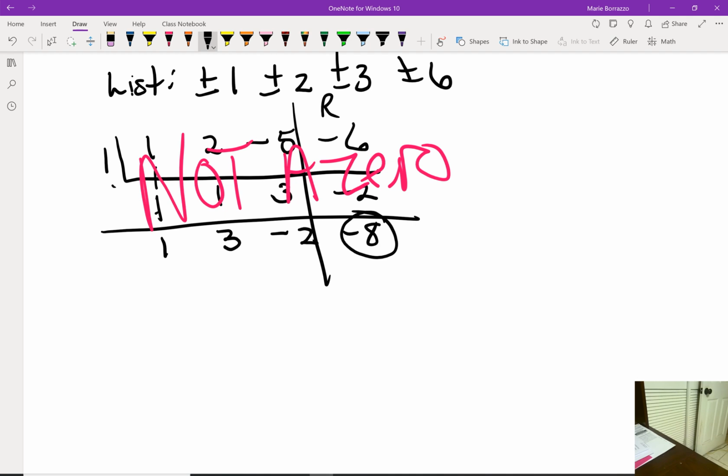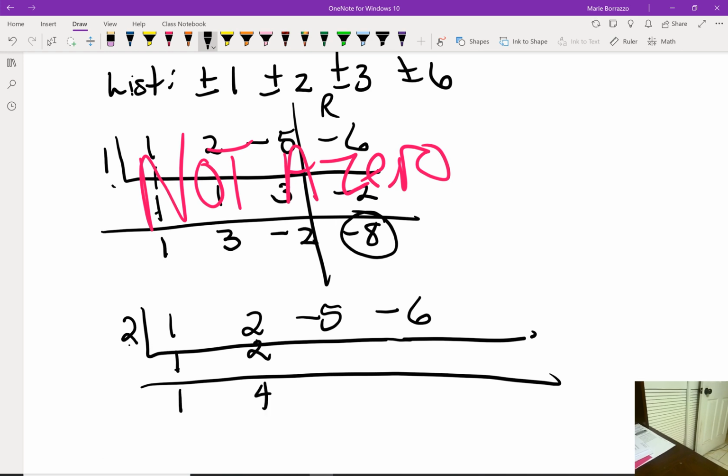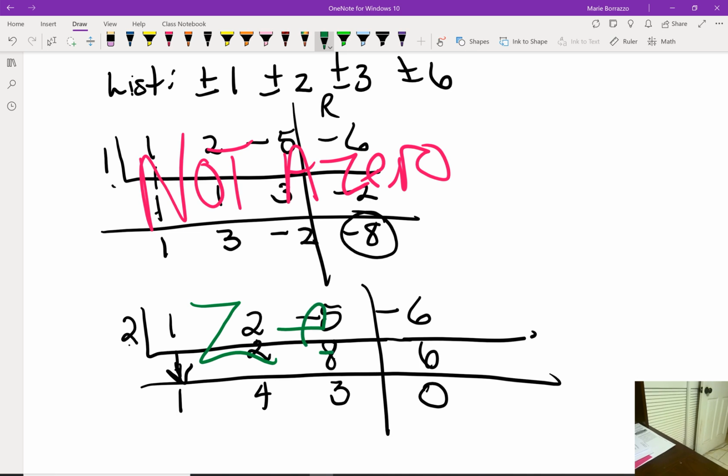Repeat the process, and now we'll use the 2. Obviously, we're going to use -1. You wouldn't have known that, but I'm telling you, -1 is not a 0 either. So let's try 2. So 1, 2, -5, -6. So we'll drop the 1. 2 times 1, that's going to give you a 2. So we have 1, 4. 2 times 4, 8. -5 and 8 is 3. 2 times 3 is 6. No remainder. So therefore, this is a 0. And you know that because of that.